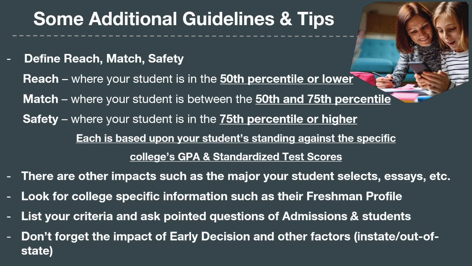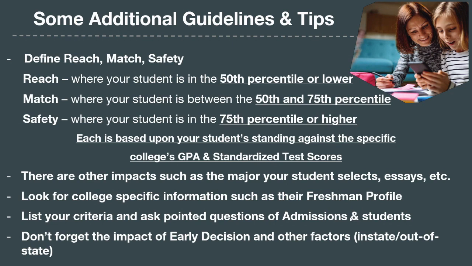If your student is in the 50th to 75th percentile, meaning they're a better match, they're higher on the scale that is shared by the college, that would be a match school. And then if your student is in the 75th percentile or higher, that means they're a very strong match for the college that they're interested in, and that there's a very good probability that they will get admitted. Therefore, it would be a safety.